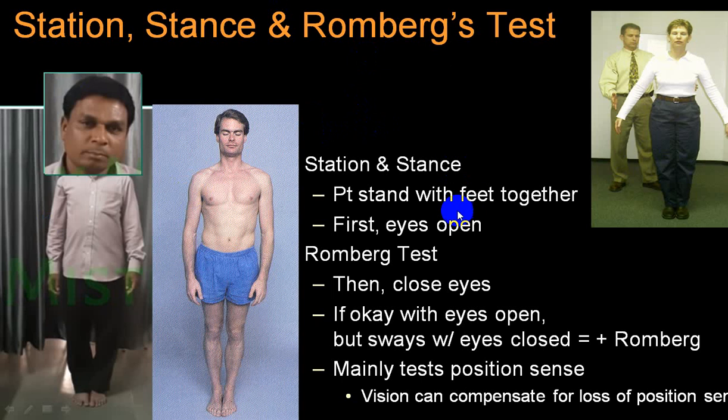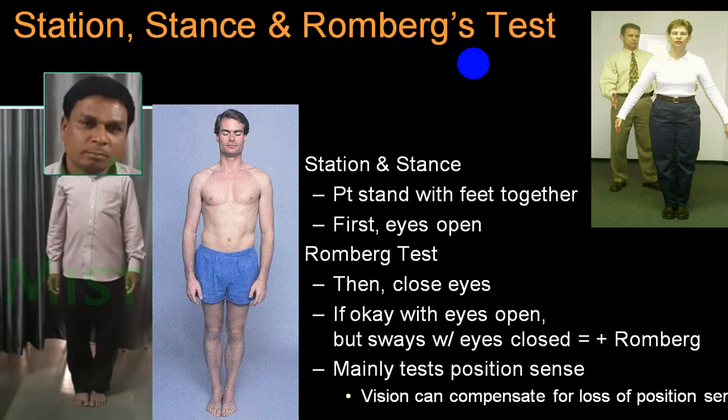Initially the person is supposed to stand with two legs together, eyes open, you observe, then he is supposed to close the eyes, and if he sways around, then the Romberg test is positive. If he is able to maintain the balance, the Romberg test is negative. Now if you want to make it more accurate, you ask the person to stand with two legs together, eyes closed, arms by the side, and stand on the heels or on the toes. That will make it more accurate.